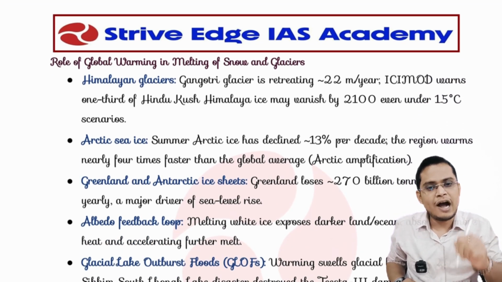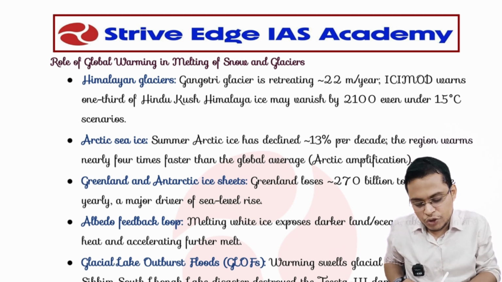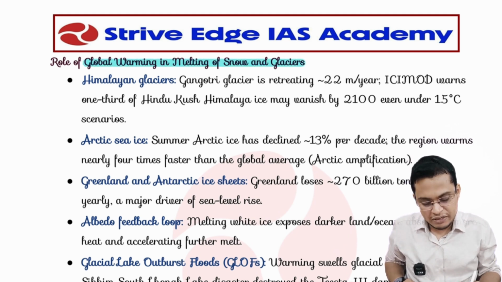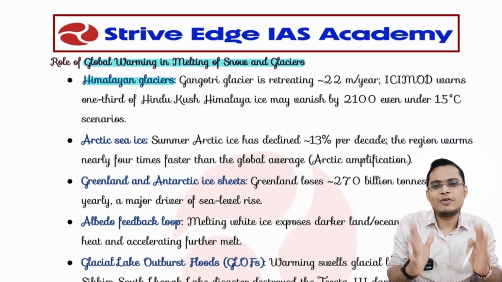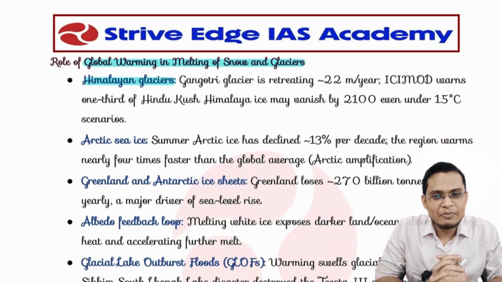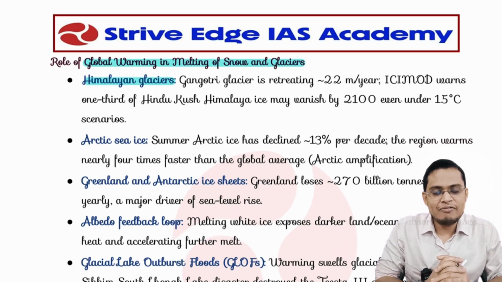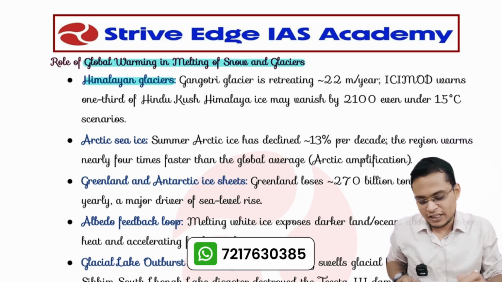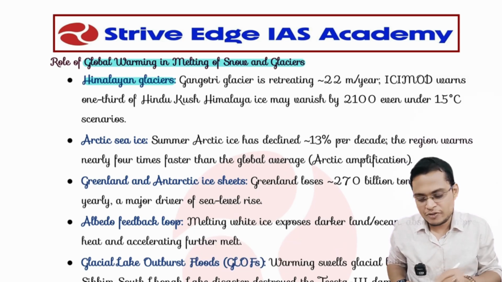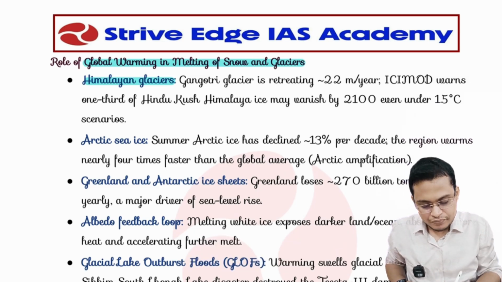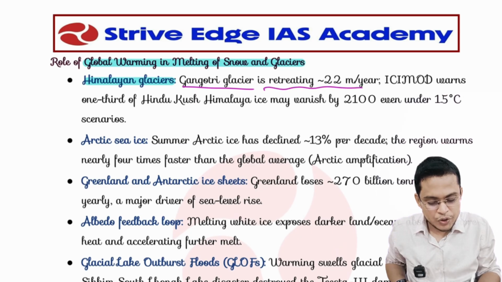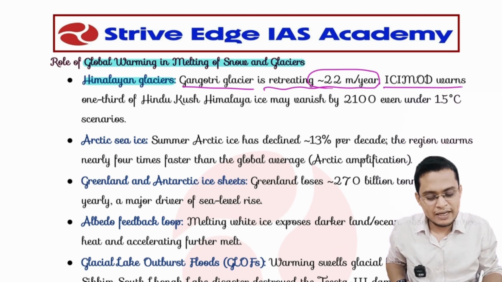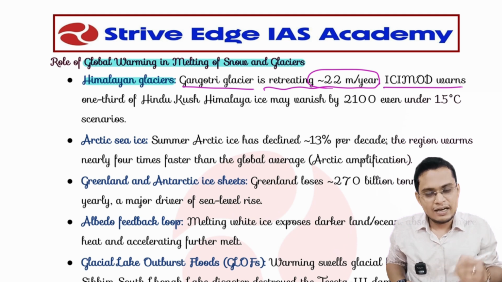Here we are going to see how global warming actually melts the snow and glacier. So you can see about the Himalayan. The best thing to start is to identify from where in the different regions of the world the glaciers are, and then identify how climate change and global warming are responsible for melting of those glaciers. First we have identified that Himalaya is rich in terms of glaciers. So we can talk of Gangotri glacier retreating 2.2 meters per year. This is the study by ICIMOD, or you can say the IPCC also.